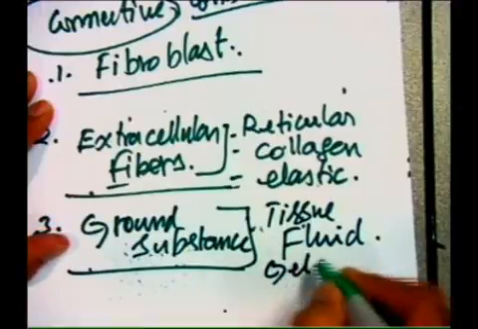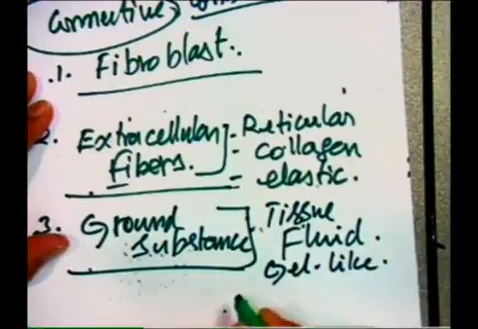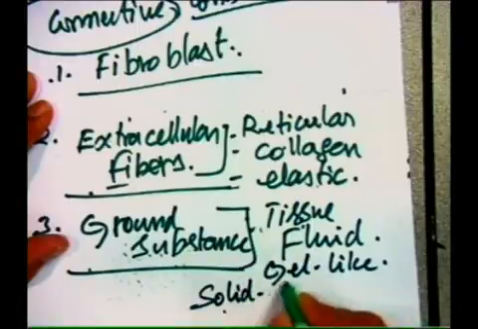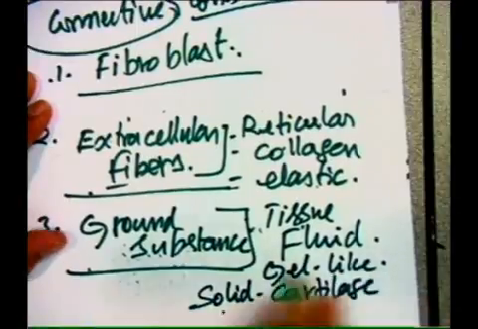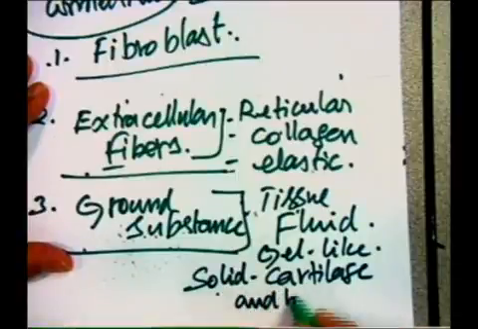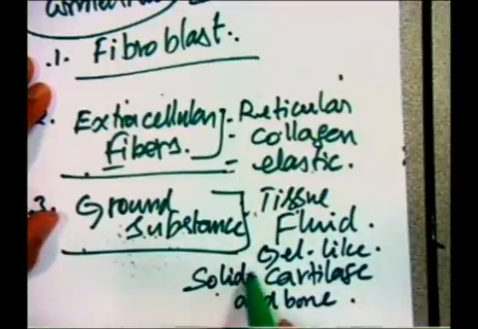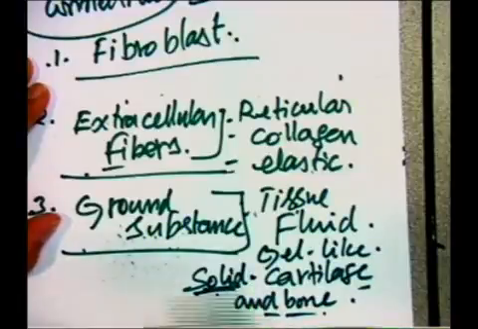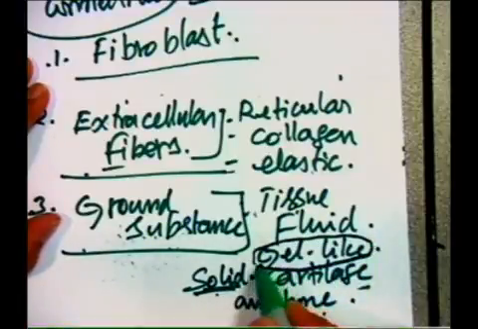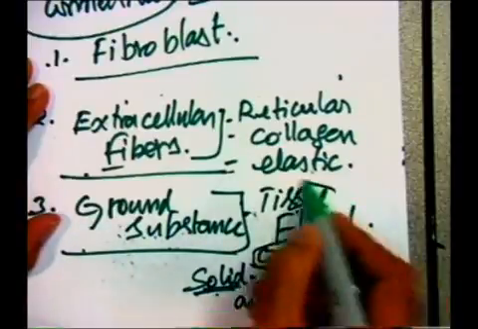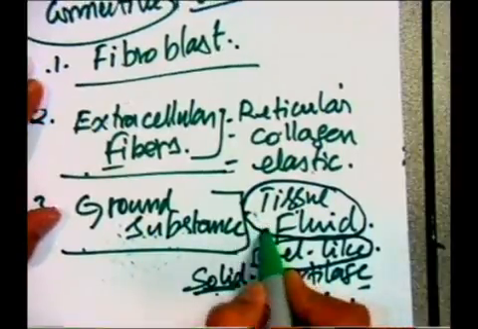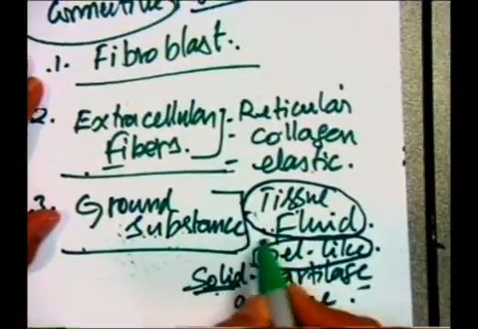Gel-like material, and solid, as in cartilage and bone. So the ground substance is solid in cartilage, and in bone that's also solid. Somewhere you get a gel-like structure, that's also ground substance. And then the tissue fluid, whatever fluid we have, even including blood, right? Tissue fluid and interstitial fluids, they are the ground substance.